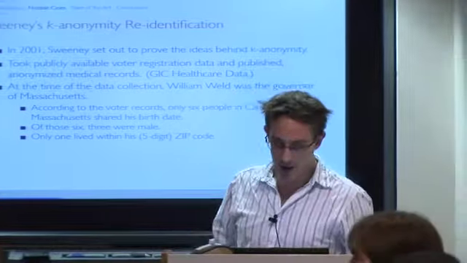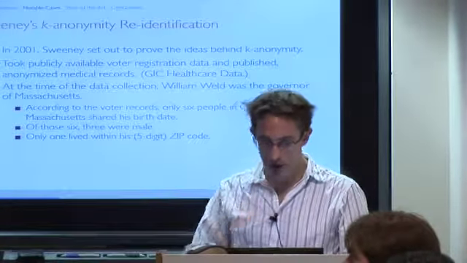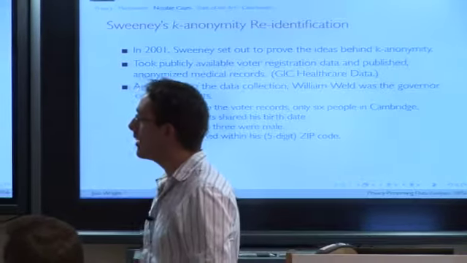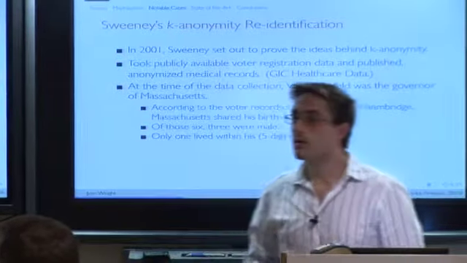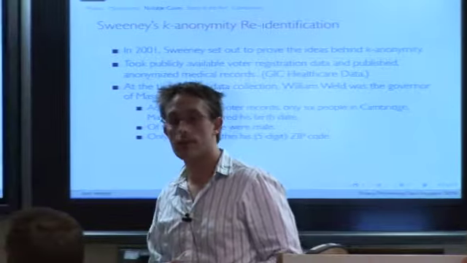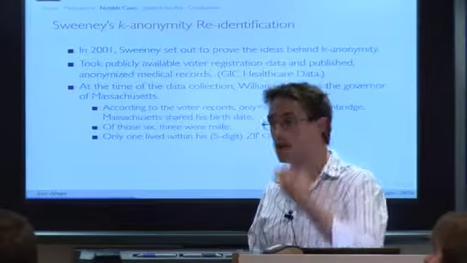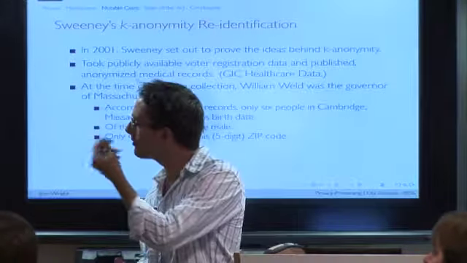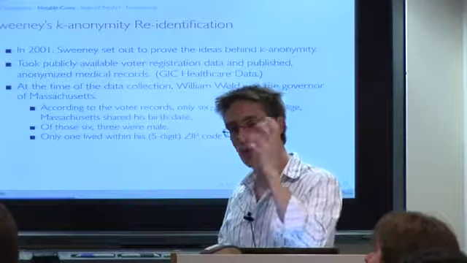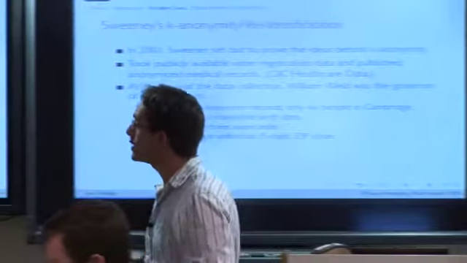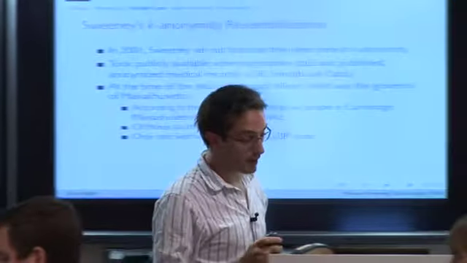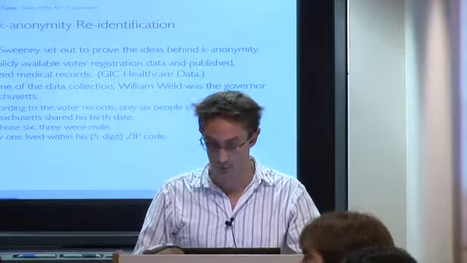Now, at the time of this, William Weld was the governor of Massachusetts, but according to the voter records, there were only 6 people in Cambridge, Massachusetts that shared his birth date. Of those 6 people, 3 of them were male, and only 1 of them lived within his zip code. So even though the name had been removed, even though the database was very large, she could identify him according to a quasi-identifier. The combination of birth date, zip code and sex were enough to uniquely identify this person.